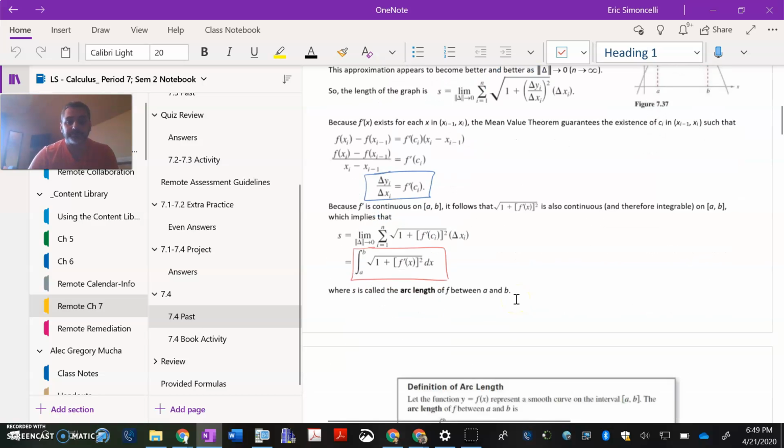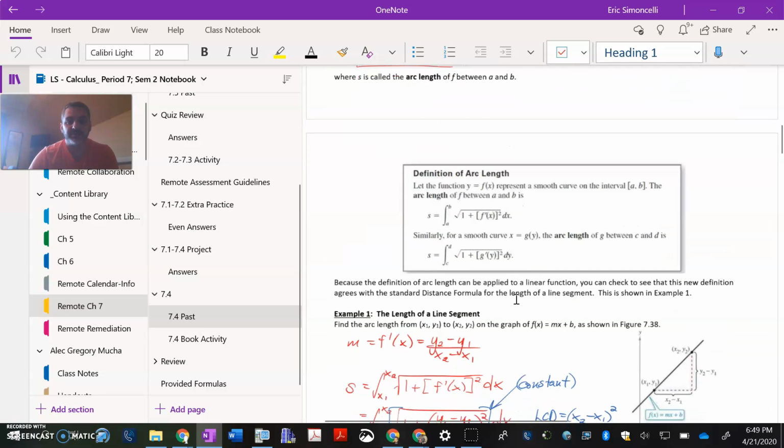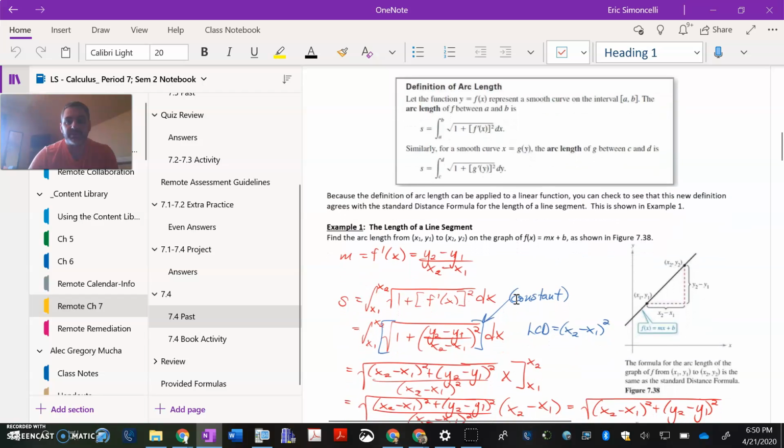Okay, so let's move on. The definition of arc length. It's the same basic idea. There's the formula. Okay, so the integral from a to b of that same quantity. Similarly, for a smooth curve, you can manipulate things where instead of, let's say, f of x, you're talking about g of y. So instead of in terms of x, it's in terms of y. So of course that would be g prime of y, but also dy.